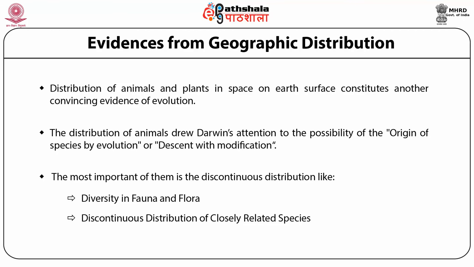In the case of discontinuous distribution of closely related species, in some cases, closely related species exist in widely separated places with no representative in the intermediate territory. For example, tapirs are found in tropical America and the Malayan islands. The camel occurs in Asia, while their nearest allies, llamas, are found in South America. This uneven distribution of animals can easily be explained on the basis of organic evolution.